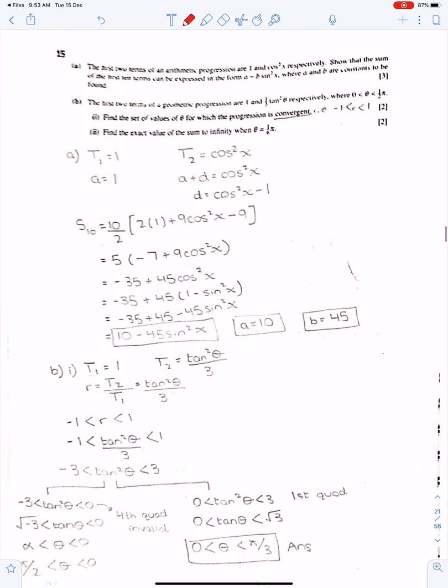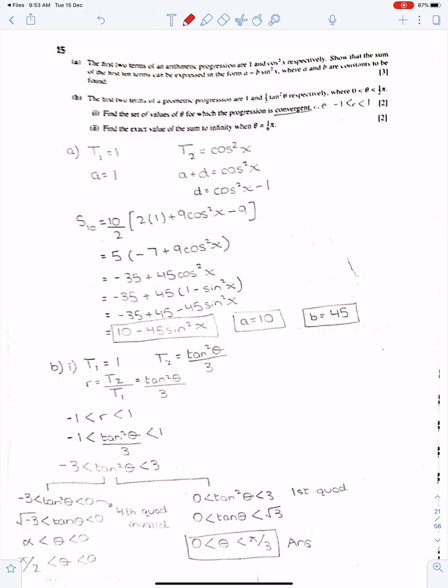Now this question is very important. 15. The first two terms of an AP are 1 and cos square x. Show that the sum of the first 10 terms can be expressed in this form: a minus b sine square x. So this is so simple. We have a, we have d. By using the Sn formula of AP, we can easily prove this.